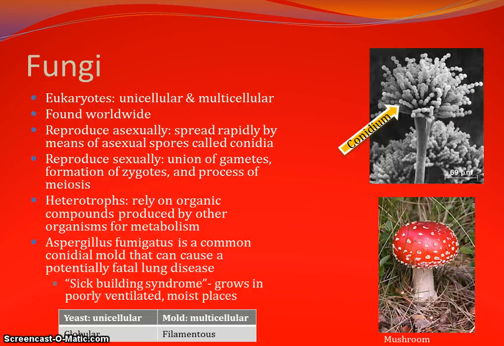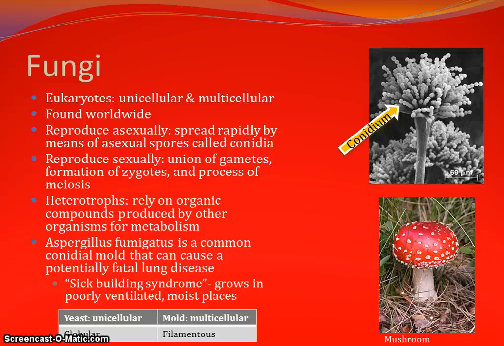Another kingdom of life that we observed is fungi. Fungi are eukaryotes, and they are both unicellular and multicellular, and they are found worldwide. They reproduce asexually, in which they spread rapidly by means of asexual spores called conidia. In the image on the upper right-hand corner, you can see a conidium, which is zoomed in at 69 micrometers, and those are the spores that cause asexual reproduction.